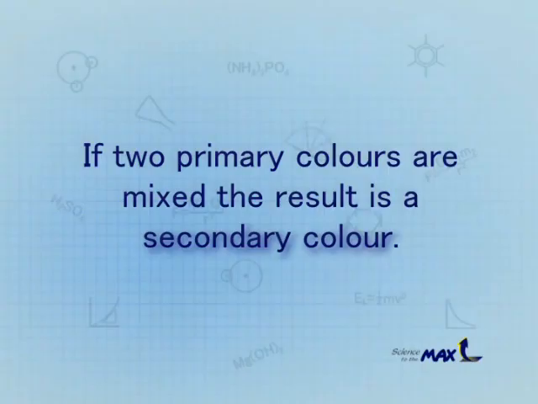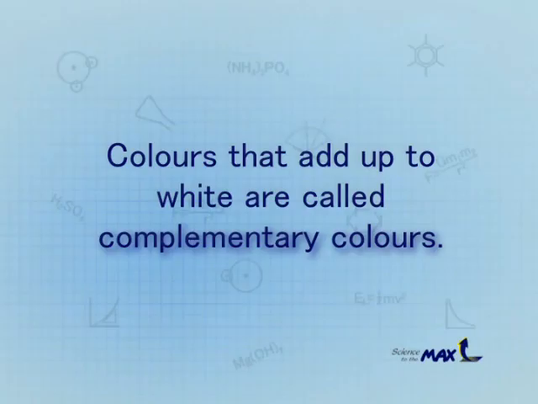If two primary colors are mixed, the result is a secondary color. When green and red are mixed, the secondary color, yellow, is formed. When green and blue are mixed, they form the secondary color cyan. And when blue and red are mixed together, they form the secondary color magenta. When they are all mixed together, they give white light.